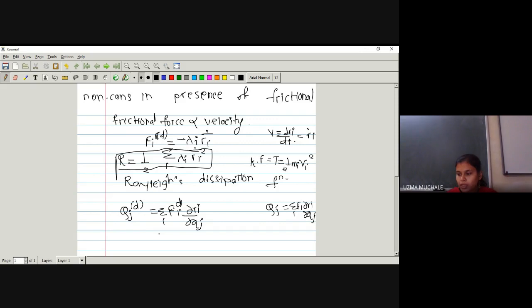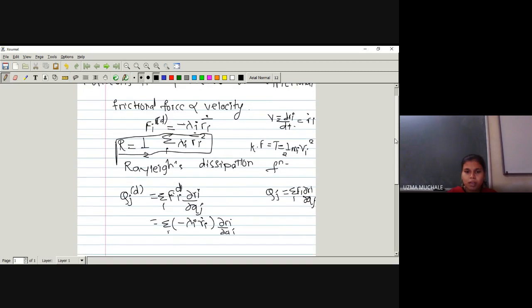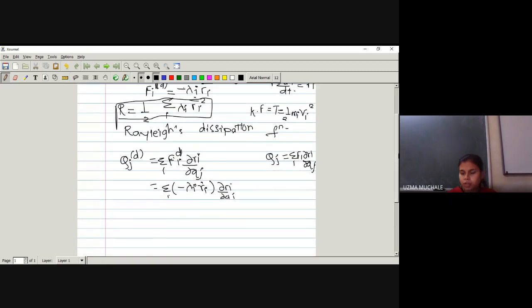So now, what is the value of Fi? We have calculated Fi is nothing but minus lambda i Ri dot. So here we will substitute the value of FiD, that is equal to summation over i as it is, and here I will introduce minus lambda i Ri dot into dou Ri by dou Qj. We have introduced this because we have calculated the value of a dissipative force, and here we have substituted the value of the dissipative force. Now we have to find out the value.